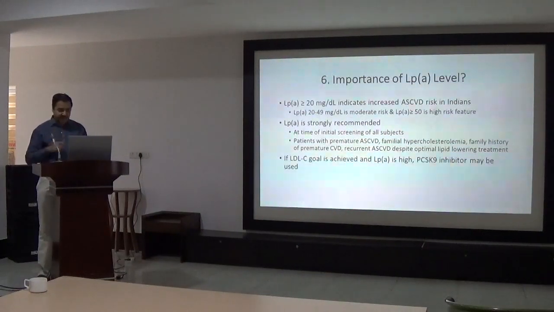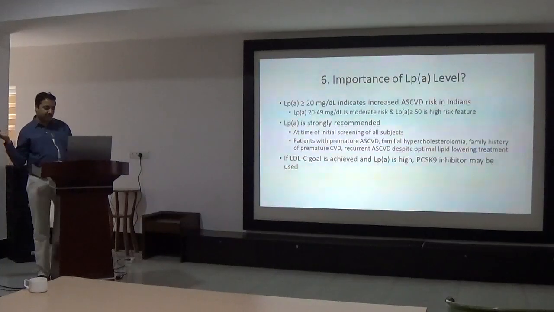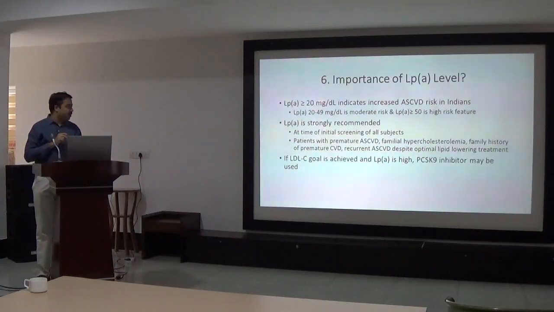Then lipoprotein little a. This is from the Lipid Association of India. Lipoprotein little a more than 20 indicates increased risk of ASCVD in Indians. 20 to 50 makes it moderate risk, and more than 50 is high risk. The European guidelines have given a cutoff of more than 180. This is a very strict guideline.